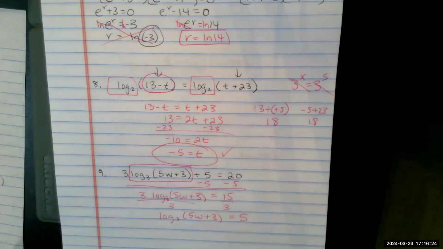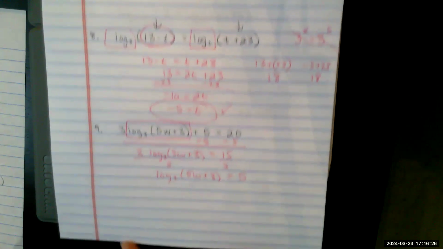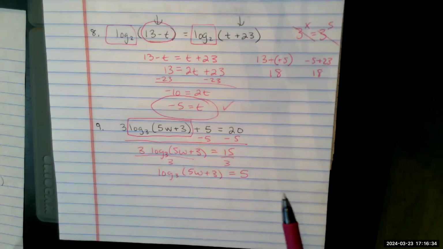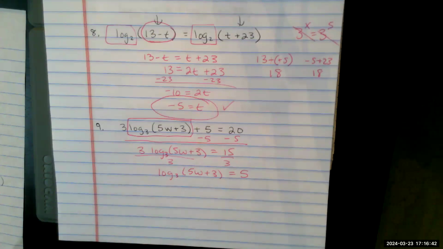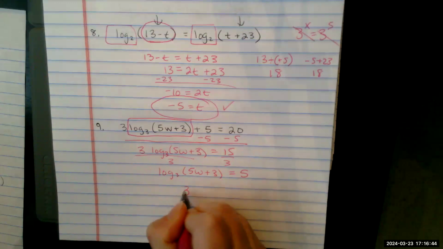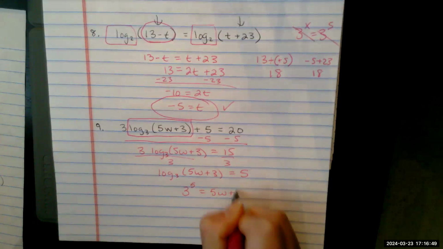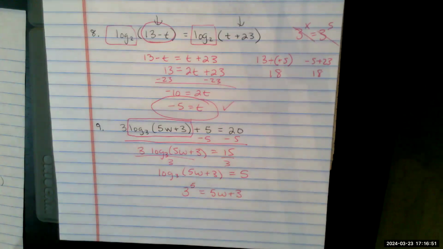Okay, once you get to here, don't forget that we have a method of going from logs to exponential. Sometimes in log form, it's easy to solve, and sometimes in exponential, it's easy to solve. So if you get to the point where you're kind of stuck in one form, switch to the other form. So wouldn't that mean 3 to the 5th power equals 5w plus 3?